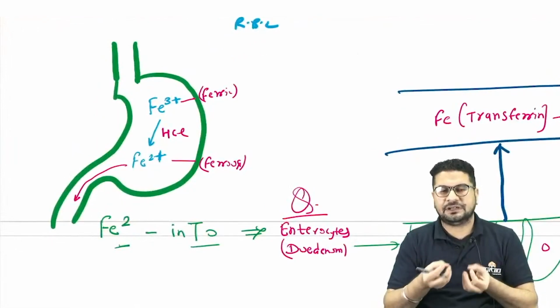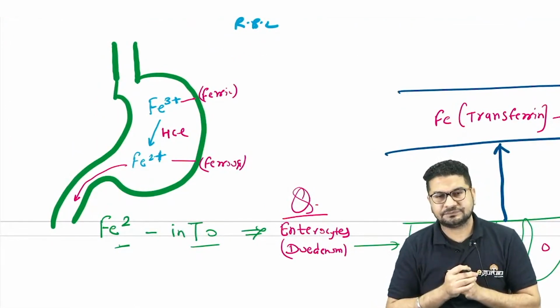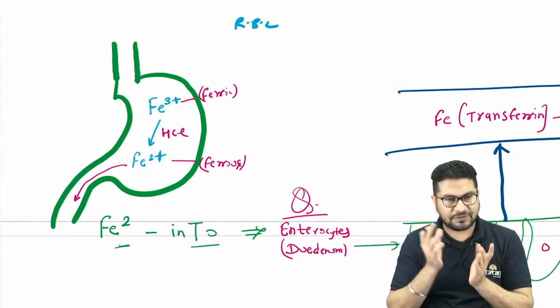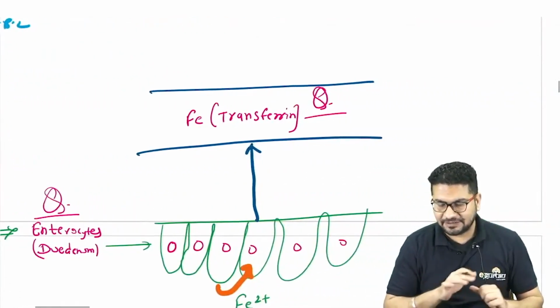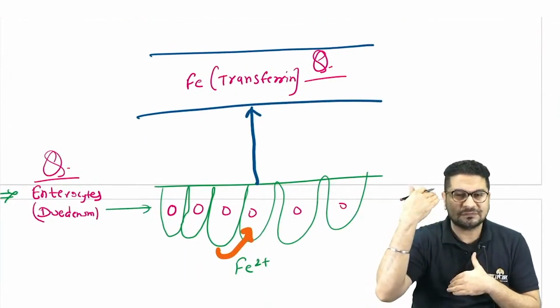You are taking iron in the form of diet. It's going into your stomach. In the stomach it is converting from ferric form to ferrous form. Then it is entering the enterocyte. Once it has entered the enterocyte, from the enterocyte it will go to blood.